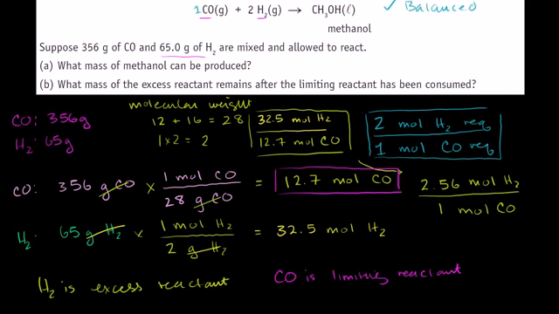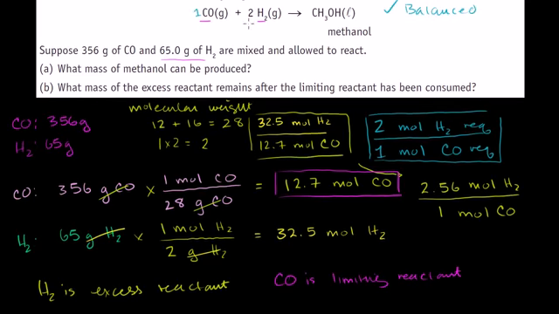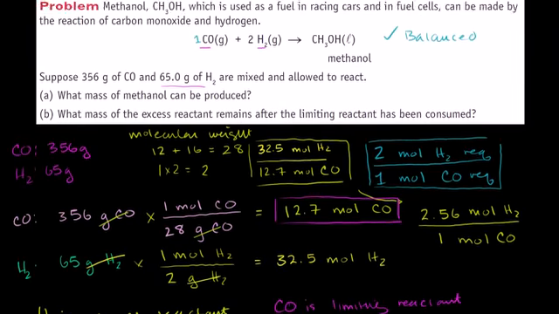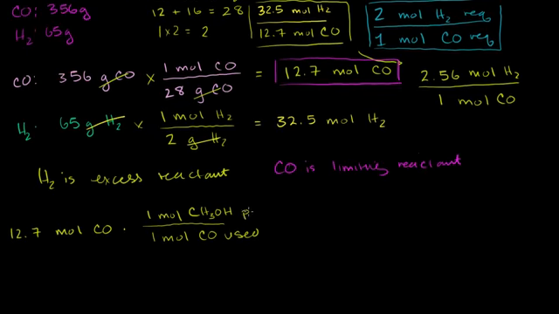Looking at our original equation, we see for every mole of carbon monoxide, we produce 1 mole of methanol. So let's write that down. Times, and we want the carbon monoxide in the denominator. So for every 1 mole of carbon monoxide used, we have 1 mole of methanol, which is CH3OH. Did I get that right? Yep, produced. We get that straight from the balanced equation.